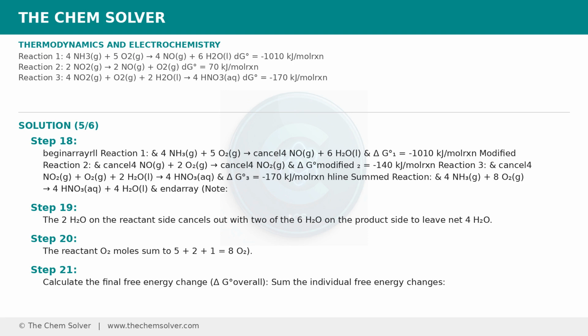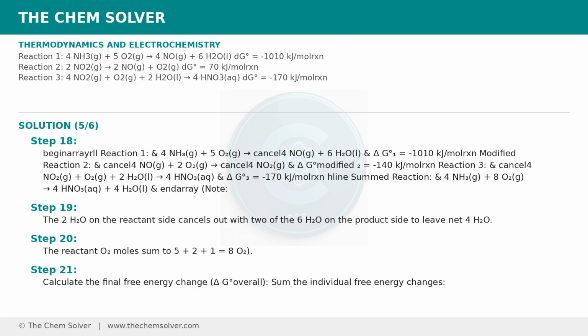The summed reaction: 4NH3 + 8O2 gives 4HNO3 + 4H2O. Note, the 2H2O on the reactant side cancels out with 2 of the 6H2O on the product side to leave net 4H2O. The reactant O2 moles sum to 5 plus 2 plus 1, which is equal to 8O2.